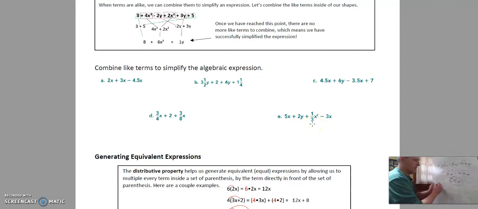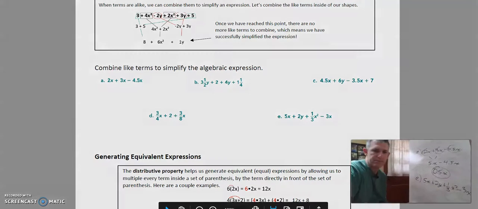All right, this is E. Looks like 5x plus 2y plus 1/3 x squared minus 3x. Okay, now it looks kind of scary, all right? Well, let's take a closer look at this scary looking problem.